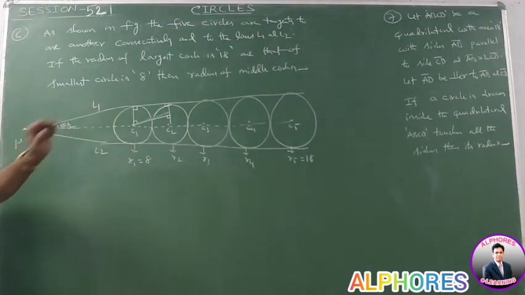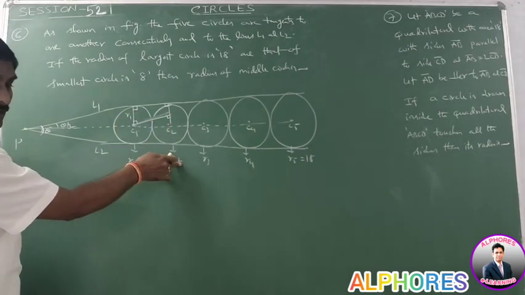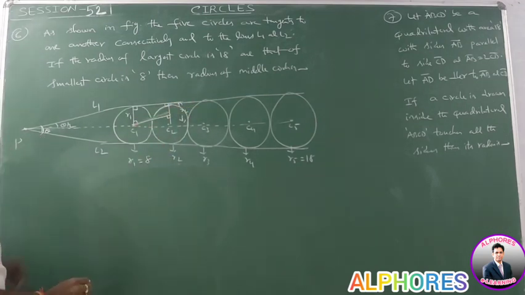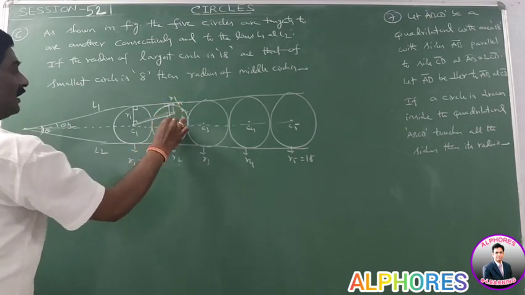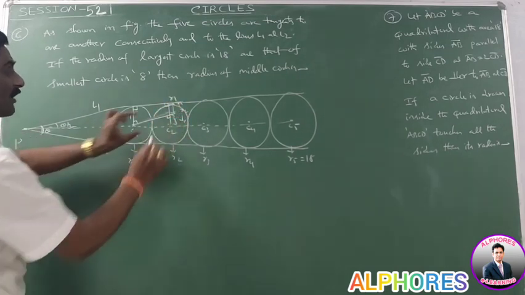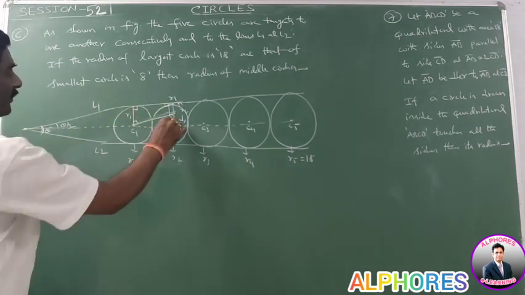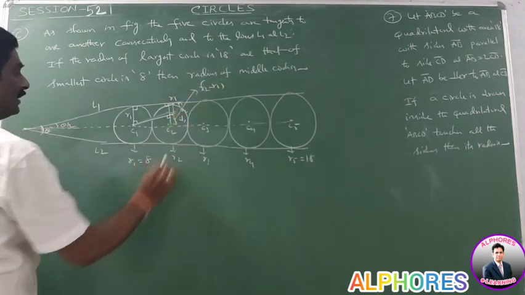Here, what is the value of this? This is the radius R1. Say the second circle radius is R2. This total value is R2. Please observe this value. This is R1. What is this value? This value is R2 minus R1. Please note this value, R2 minus R1.